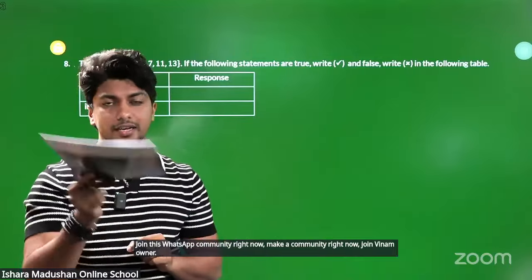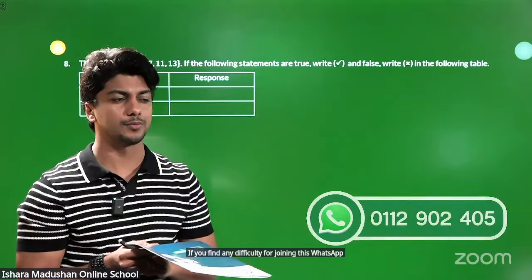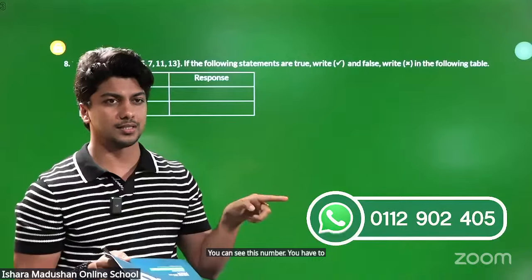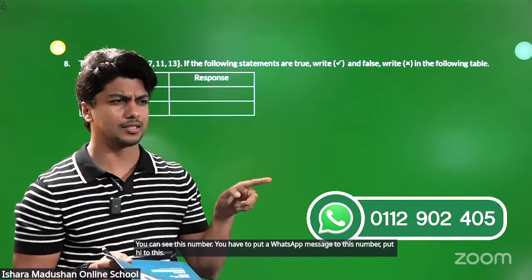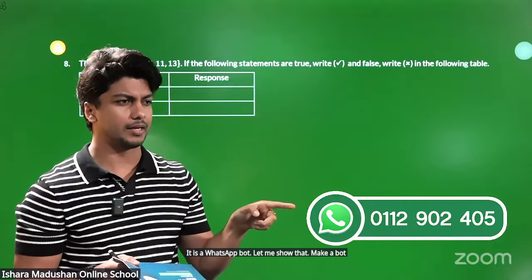If you find any difficulty joining this WhatsApp community, you can see this number. You have to send a WhatsApp message to this number, put hi to this. It is a WhatsApp bot. Let me show that. This is a bot that replies automatically.